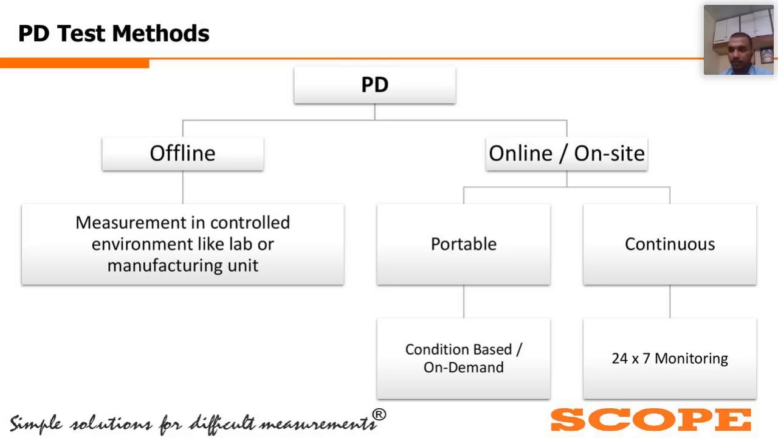First one is the offline PD testing method. These testing methods are generally done in a very controlled environment, mostly in labs or in manufacturing facilities, where you have a Faraday cage and controlled voltage sources where you can fluctuate the voltage. You can change the voltages again and again so as to check the PD inception level or extinction level of the partial discharges.